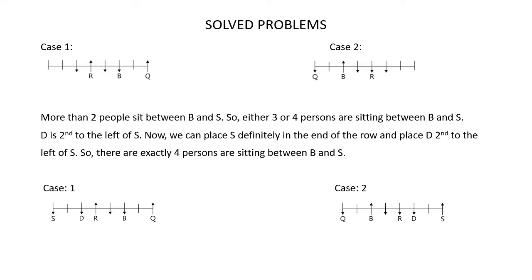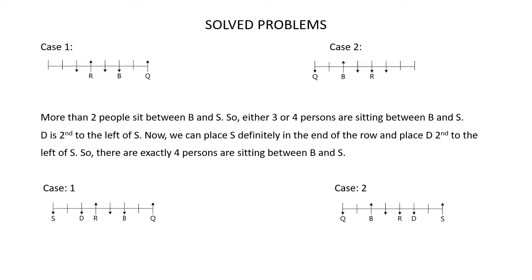So in case 1, you cannot place S here because then there won't be any person sitting between B and S. You cannot place S here also because then there will be no person sitting between B and S. If you place S here, then between B and S there will be only 2 persons. So you cannot place S here also. So you can place S here, then there will be 3 persons between B and S, or you can place S here, then there will be 4 persons between B and S. So S can be placed either here or here.